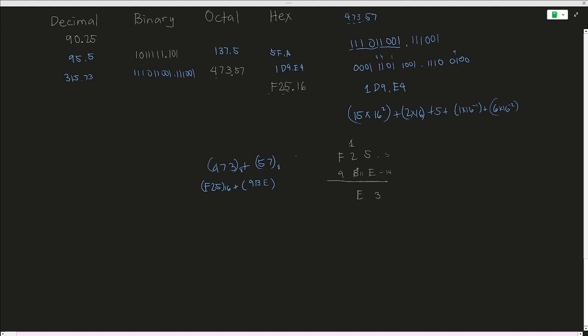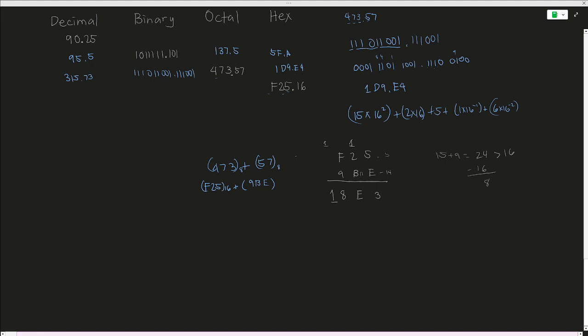Okay? So F plus 9, which is 15 plus 9, is equal to 24. So this will become greater than 16. So minus natin na 16 and we get 8. So we have 8 here and nag-carry tayo ng isa dito, meaning ang final answer natin is 18E3.